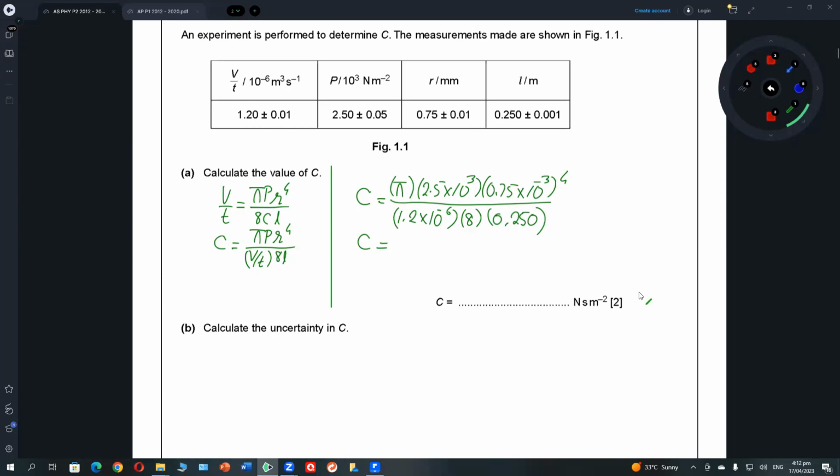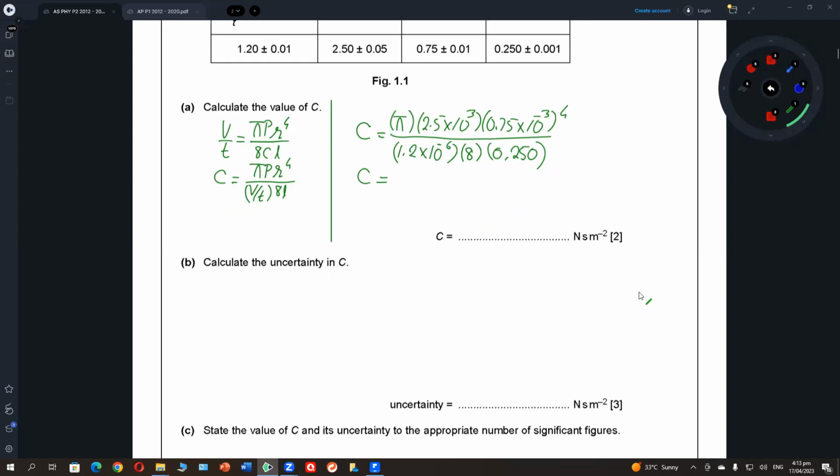Okay, you have arranged it, and you can now use your calculator to simplify the value for C. I'm getting 1 into 10 power minus 3 as the answer. It looks fine, but let's see.